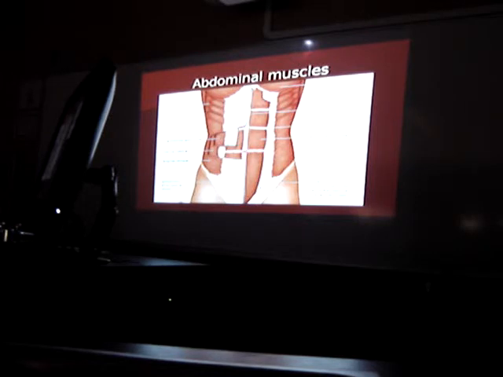Can't see him back there. There's a glare. Transverse abdominis. Oh yes, well here they are. Transversus abdominis, so that's spelled correctly. And rectus abdominis.